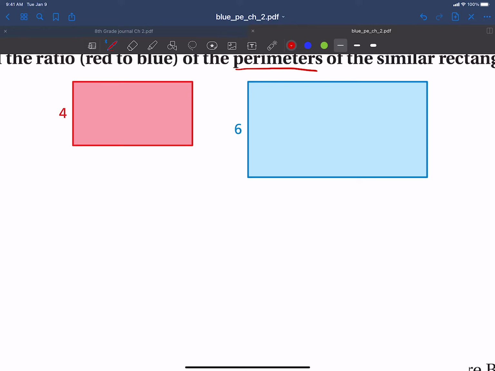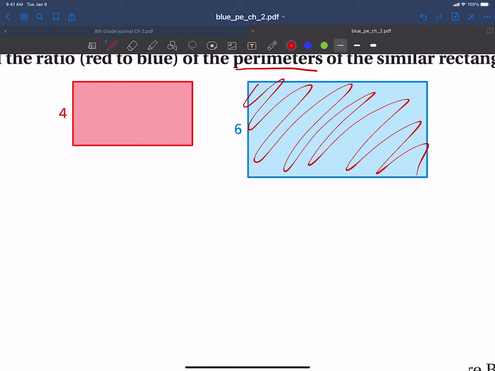Area. If I said I wanted to find how much carpet to buy for this flooring right here, what would the units be? Feet squared. Very good. Okay, anytime you're finding area in anything, it's going to be squared, right? Area is squared. We just know that, right?